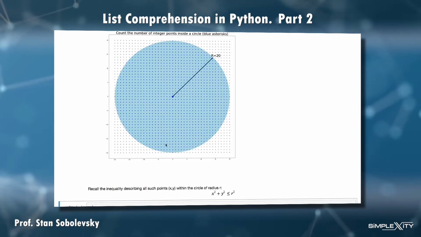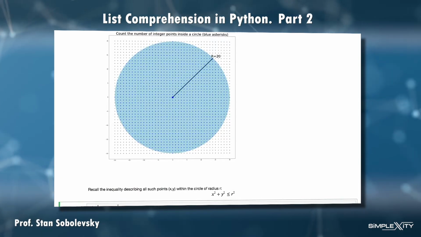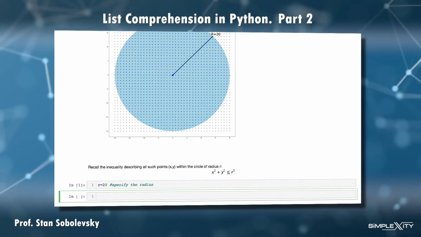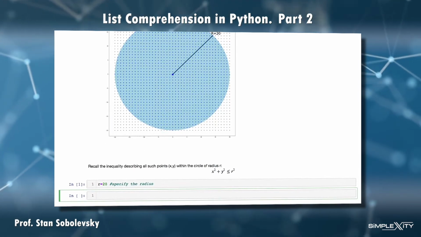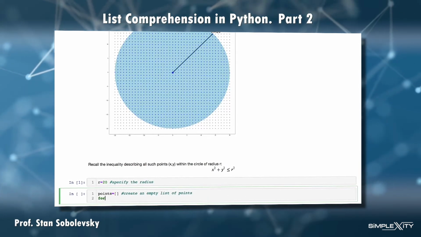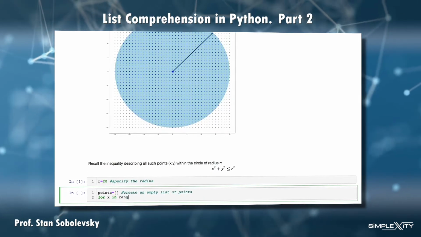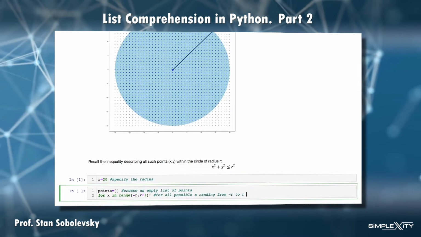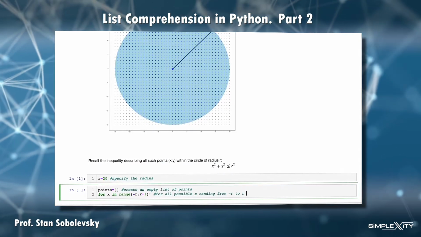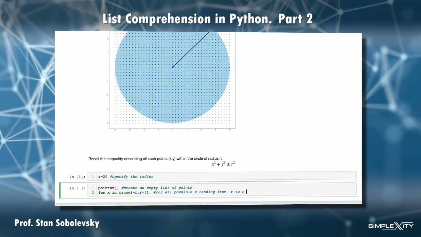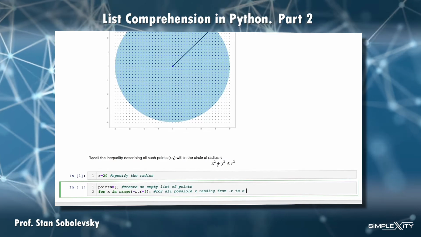First, let's do it using traditional syntax. So first of all, let me specify the radius. And now start from creating an empty list of points. And for x ranging between minus r to plus r, and by the way, notice that if x or y are beyond r or minus r, their square is beyond r squared, so they can't satisfy this condition.